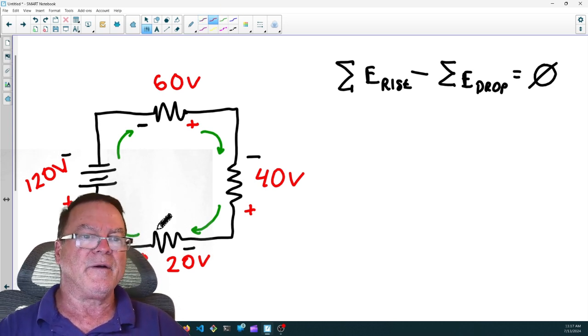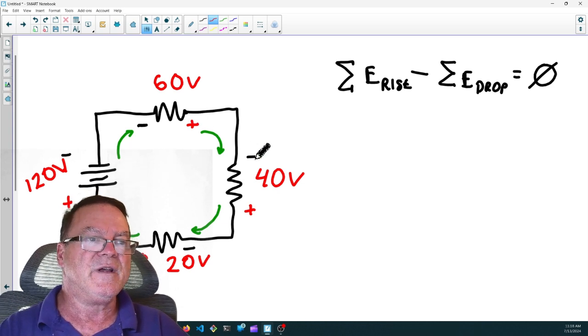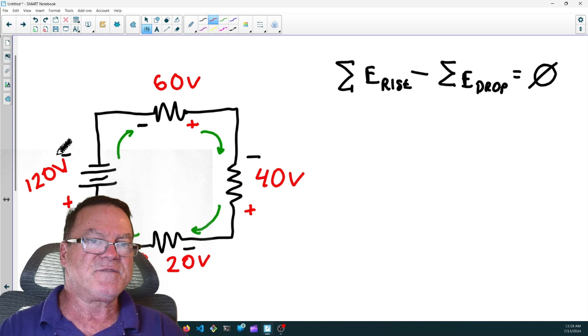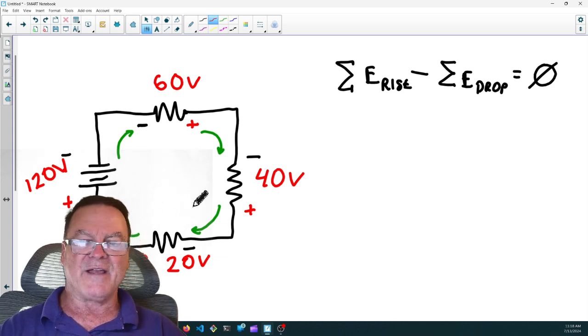Now look what happened here. We have negative, positive, negative, positive, negative, positive, positive, negative. The polarity of this battery is opposite to the polarities of these three resistors. Excuse me, these three voltage drops have an opposite polarity: negative, positive, negative, positive, negative, positive. Opposite to the source, positive, negative when you're going in a loop. That's why they cancel out. That's why when you subtract them, you get 0.